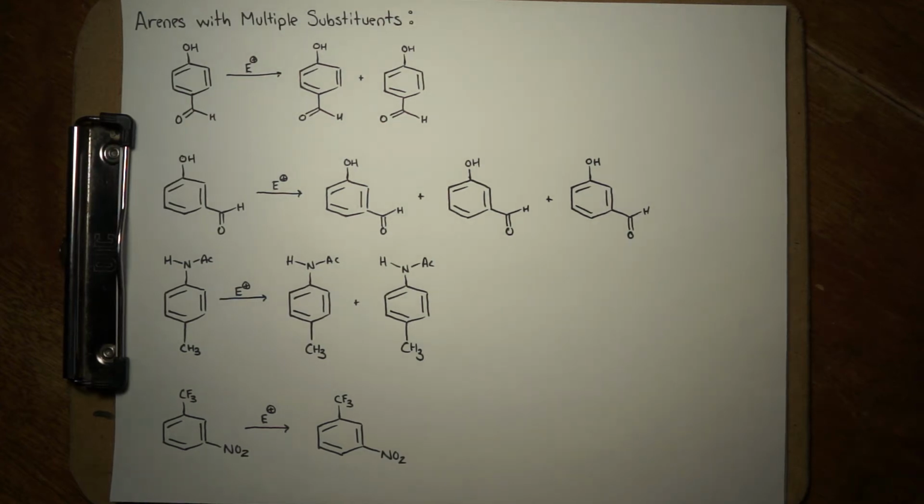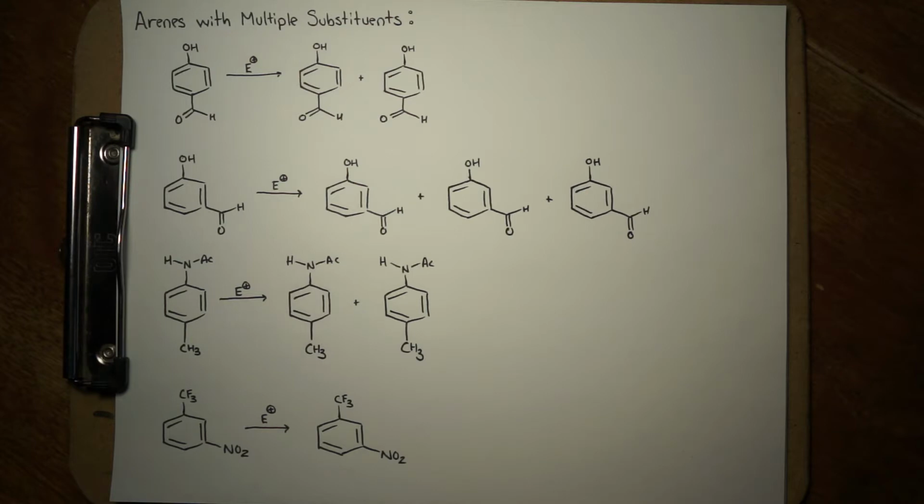In this last video, we're going to take a look at how substitution occurs on benzene rings that have more than one substituent. We've learned that certain substituents are activating groups, meaning they make a benzene ring more reactive towards electrophilic aromatic substitution. And we've learned that other substituents are deactivating groups, meaning they make a benzene ring or an arene less reactive towards electrophilic aromatic substitution.